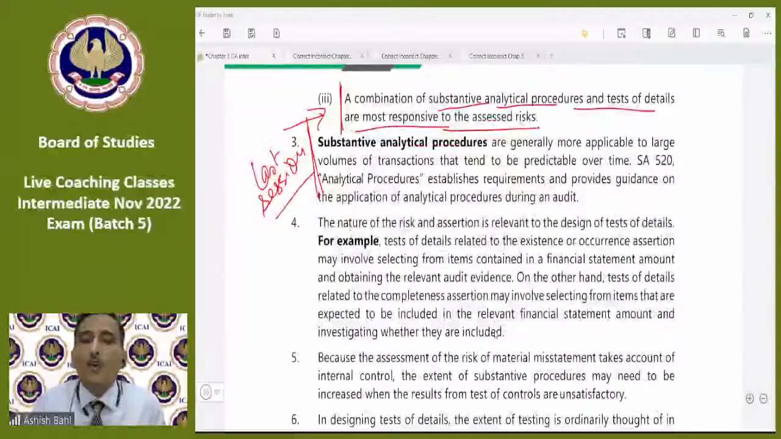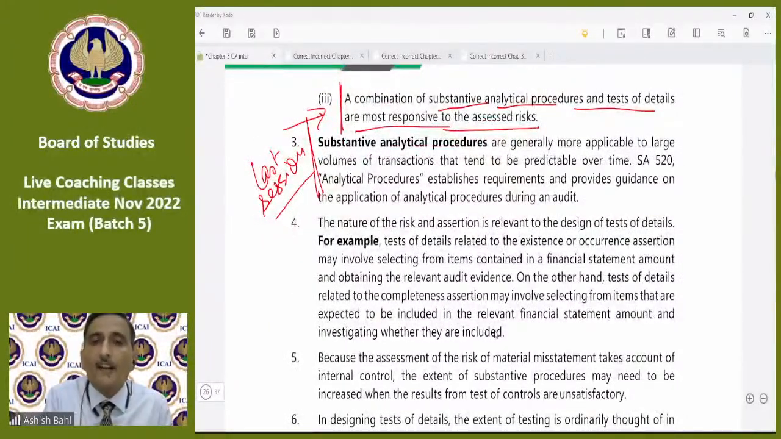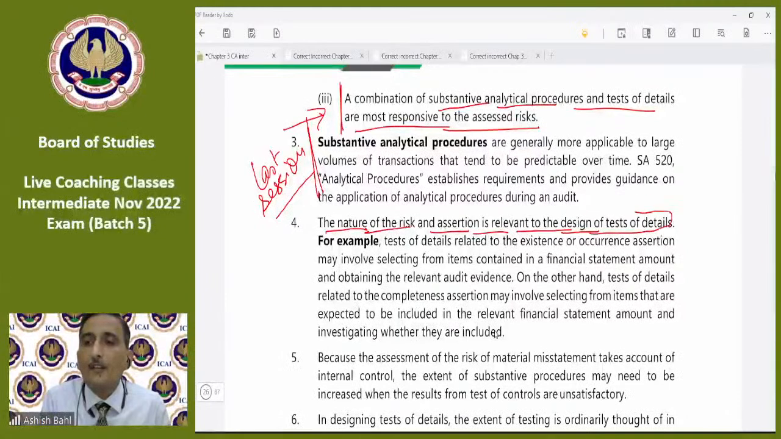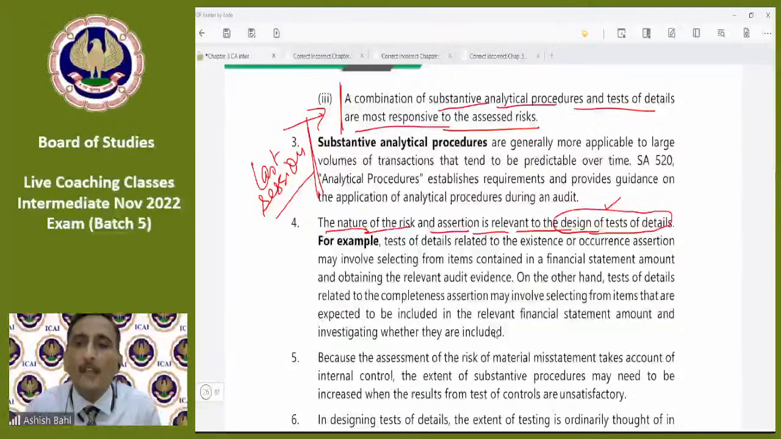Now, one more important thing is that the nature of risk and assertion is relevant to the design of tests of details. When the auditor designs tests of details, which tests are to be carried out and how, it becomes very important for him to check these with regard to the assertion he is verifying.